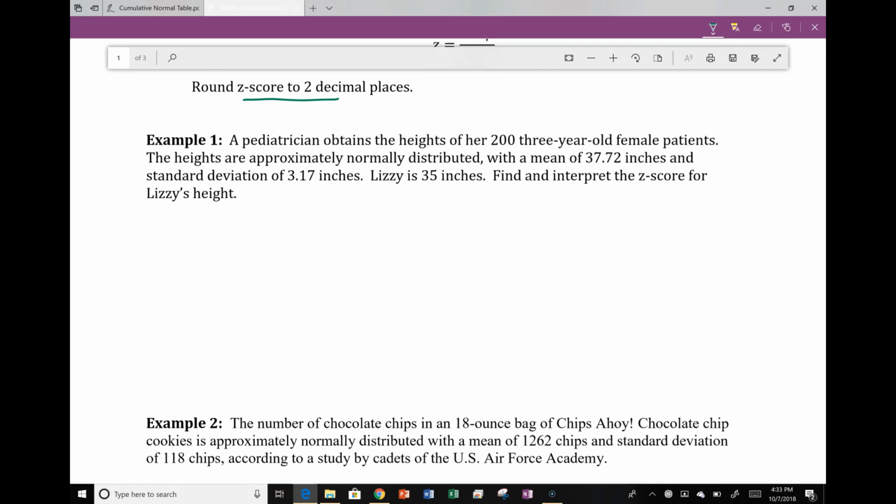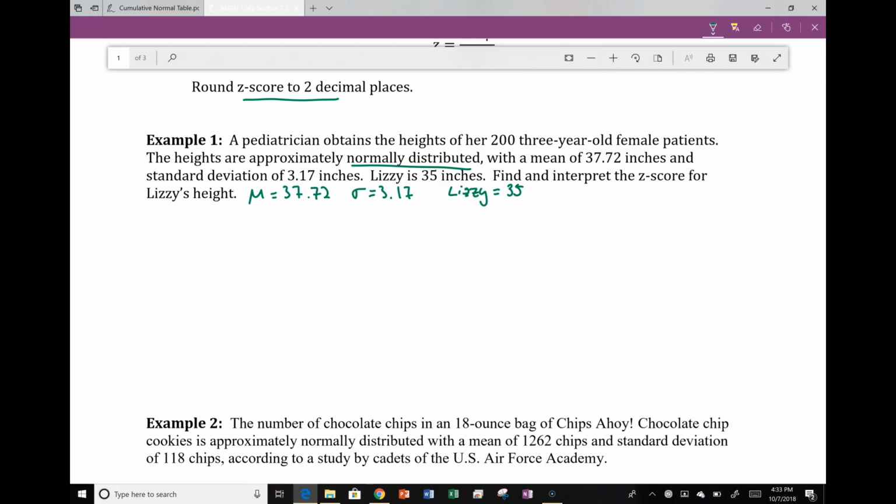A pediatrician obtains the heights of her 200 3-year-old female patients. The heights are approximately normally distributed, which is important to know. The mean is 37.72 inches and a standard deviation of 3.17 inches. Lizzie is 35 inches. Find and interpret the z-score for Lizzie's height.